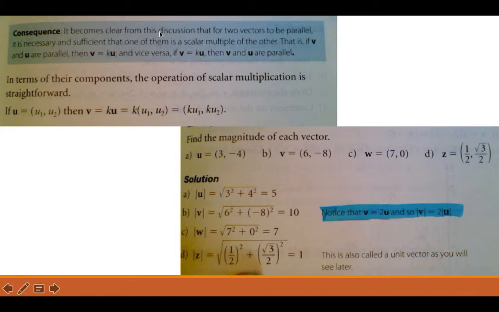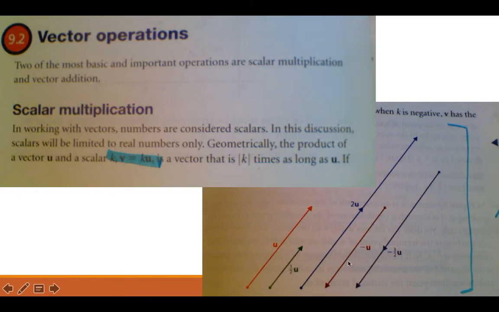So that means that when we're looking at vectors, they are going to be parallel if there is a scalar multiplier between these two vectors. So any of these vectors would be considered parallel because this vector and this vector are the same in direction, but this one right here is half the length.